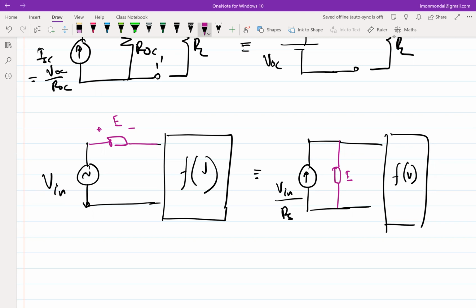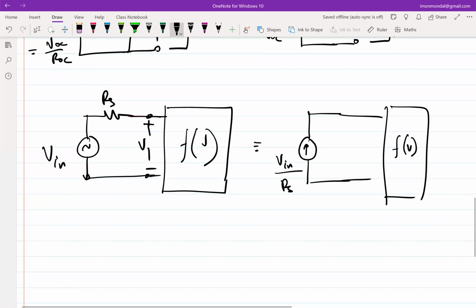So again, the reason is simple. Let me show why. Let's assume you have fiddled with the circuit on the left, and you have figured out that this voltage is V1. The voltage difference between these two nodes is V1. So the current that is flowing in through RS is (V in minus V1) by RS.